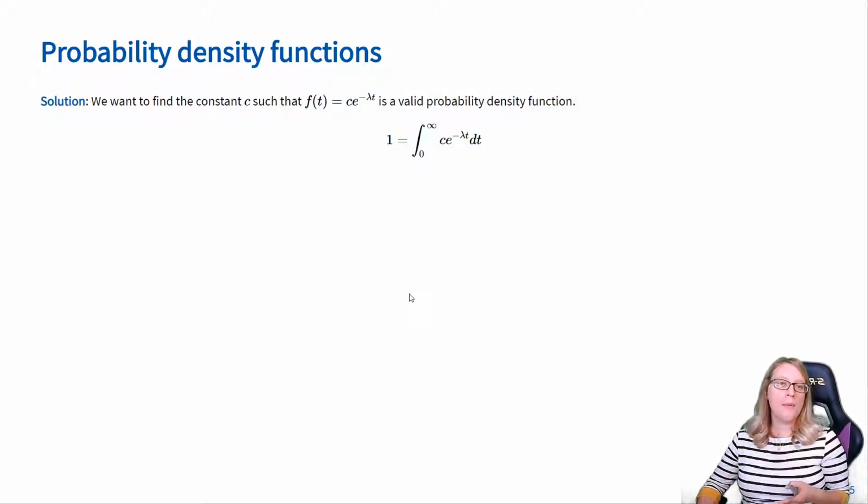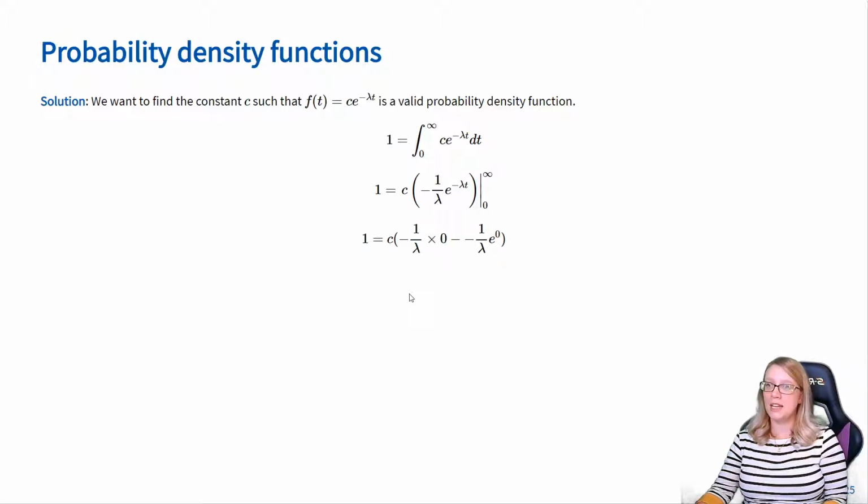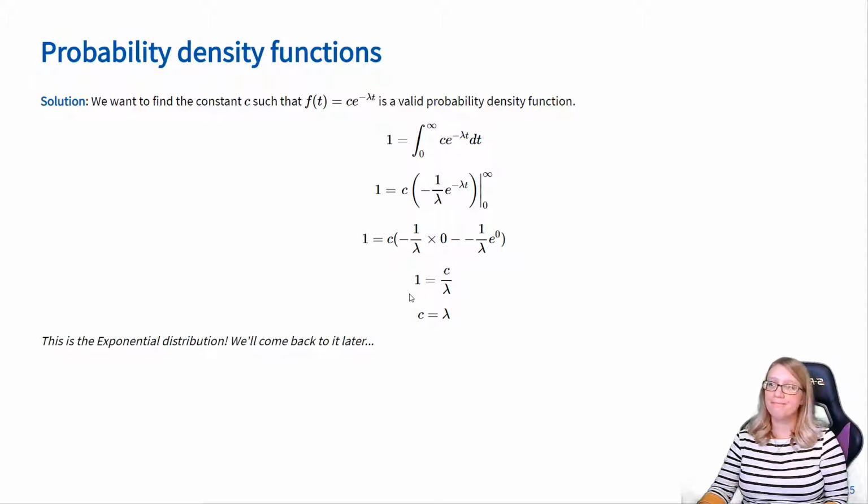So we'll take our PDF, we'll integrate it over the entire range of support, so from 0 to infinity, and figure out what value of c makes this equal to 1. Working with the exponential function, our integral should be negative 1 over lambda times e raised to the negative lambda t. We'll evaluate that from 0 to infinity. Plugging in 0 to infinity, we get that 1 is equal to c over lambda. So then the constant c that makes this a valid PDF is lambda.